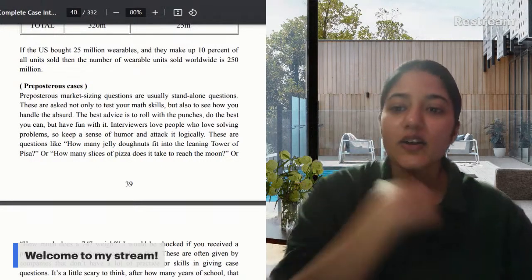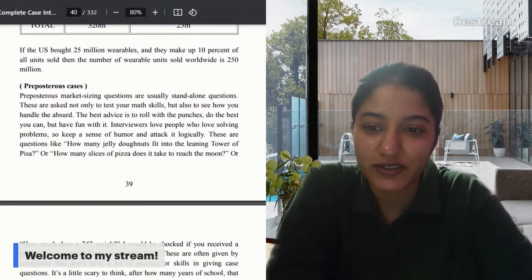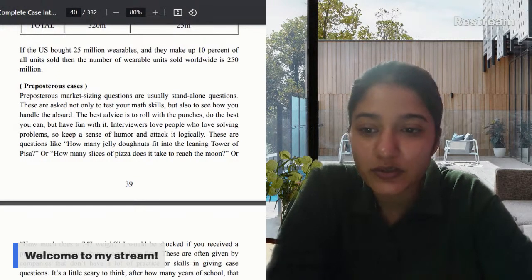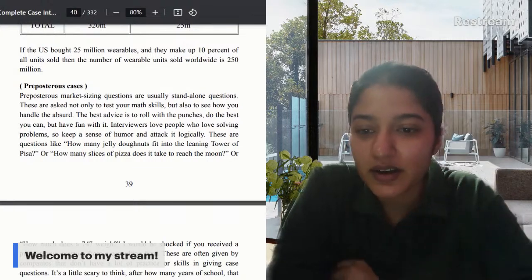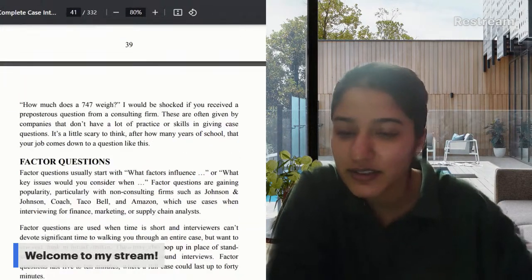All right. Now, estimation cases. Estimation market sizing questions are usually standalone questions. These are asked not only to test your math skills, but also to see how you handle the unexpected. The best advice is to roll with the punches, do the best you can, but have fun with it. Interviewers love people who love solving problems, so keep a sense of humor and attack it logically. These are questions like how many jelly donuts fit into the Leaning Tower of Pisa, or how many slices of pizza does it take to reach the moon, or how much does a 747 weigh.